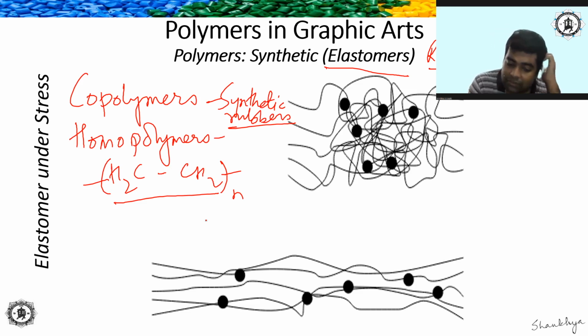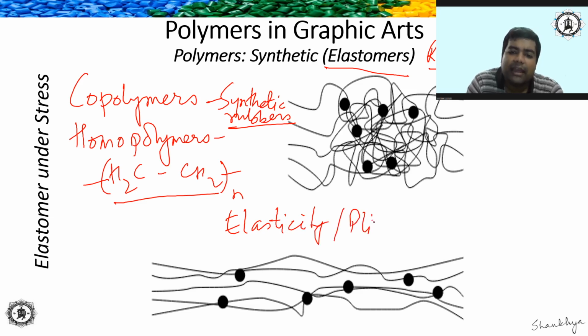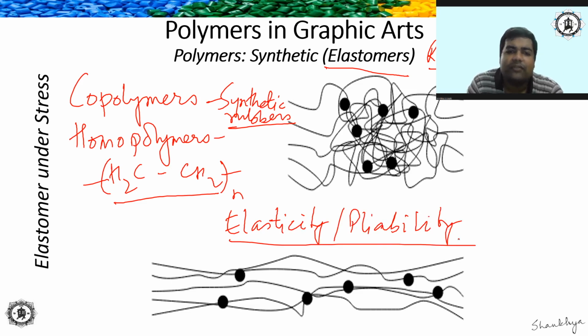Normally, when we talk about rubbers, what is the first thing that comes to your mind? The first idea that comes to our mind is basically elasticity, right? Elasticity, pliability, and all these types of terms come into our mind. Now the question is, why does it happen like that? Why are elastomers normally elastic in nature under certain conditions?